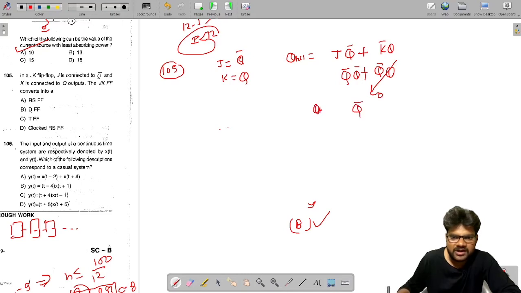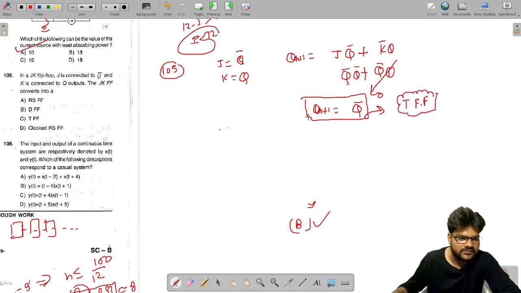It means that the next state is the toggle of the previous state, and the flip flop that does this is the T flip flop, because a T flip flop only acts in toggle mode when the clock is active. So this is a T flip flop. So the correct option is C.